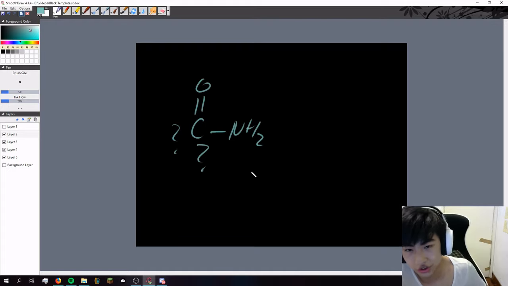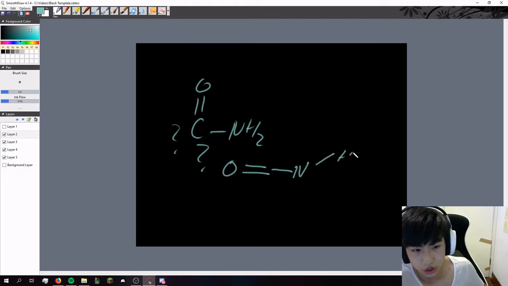So instead we remove this carbon, so we're left with a double bond here, an oxygen, and then a single bond to nitrogen with two hydrogens leading off it. So something like that would be directly applicable to it.